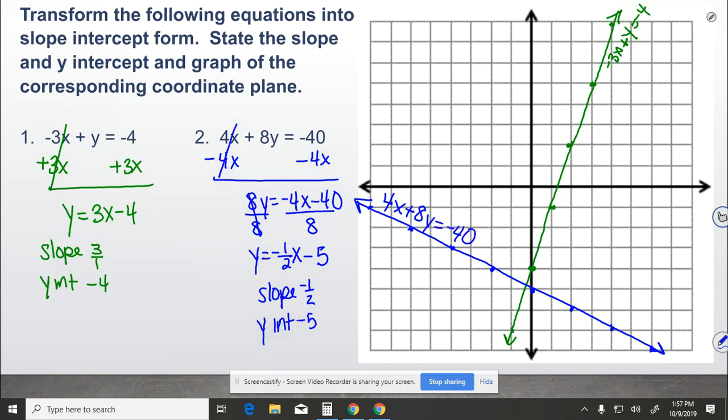Okay, so again, the only difference here from yesterday and today is that we're now actually doing the graph. Again, when you're solving, the purpose is to solve for y, so you can get it in a format that's easy to graph.